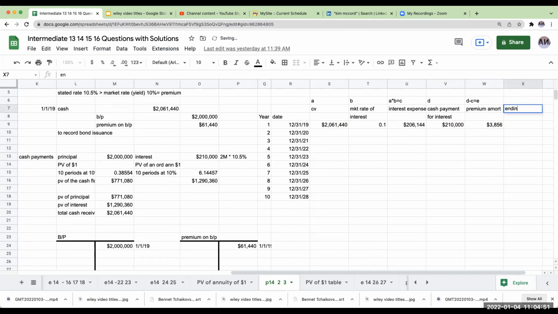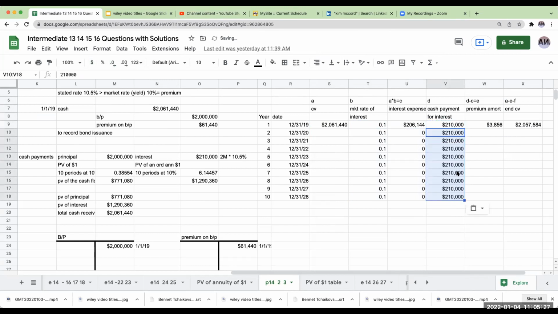The next part over here is going to be my ending carrying value, which is going to be the beginning minus the premium amortization, or 2,057,584. So as you can see from this, I only need to do this for a few years, but I'm going to go ahead and do it for all of the years, just because I want to make sure that I'm doing this correctly.